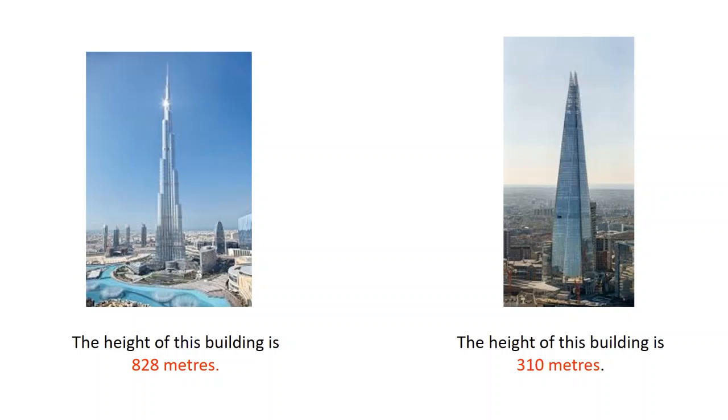Similarly, if we look at these two buildings, the one on the left, the Burj Khalifa in Dubai, has a height of 828 metres. The one on the right, the Shard in London, has a height of 310 metres. So we can see that the building on the left is more than double the height of the building on the right. Because we put a number on it, we can be more precise than just saying, well, one's a bit bigger than the other.